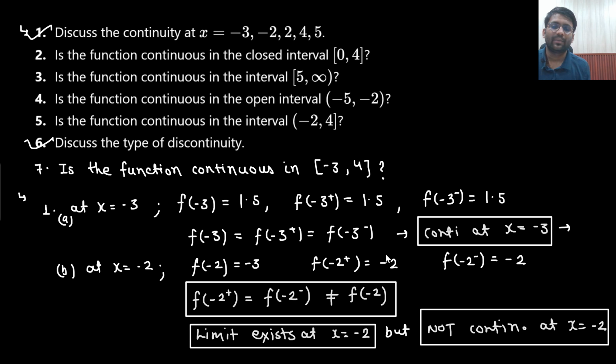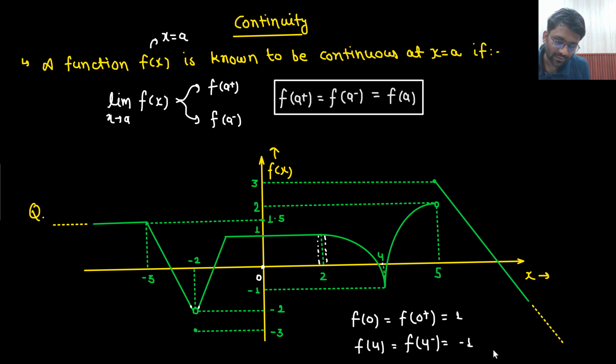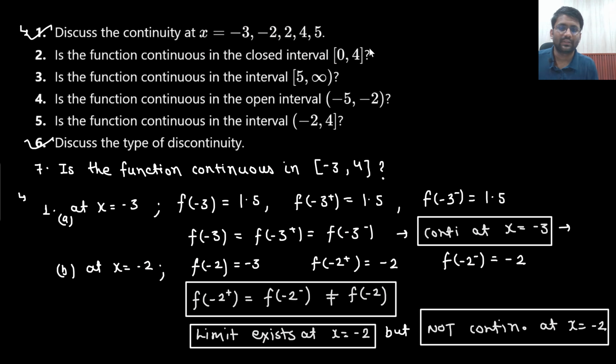Now this is the question: between 0 and 4, what is the scenario? This is your x equals 0 and this is your f of 4. So now you know that f of 0 is equal to f of 0 plus, which is equal to 1, and f of 4 is surely equal to f of 4 minus, which is equal to minus 1. And in between you can see the graph is completely smooth, meaning the graph is not breaking. Here the graph is breaking, that's why it was discontinuous. Here also the graph was breaking, that's why it was discontinuous. But at any other point between 0 and 4 the graph is not breaking, that means it is completely continuous. Is the function continuous? Yes, the answer is yes.